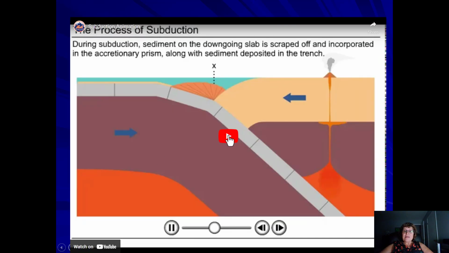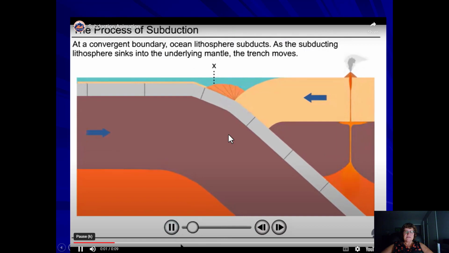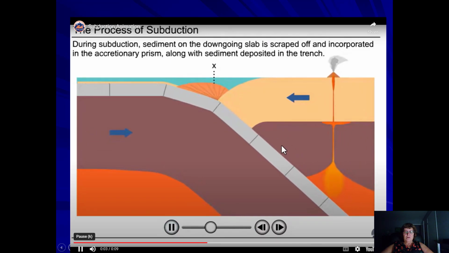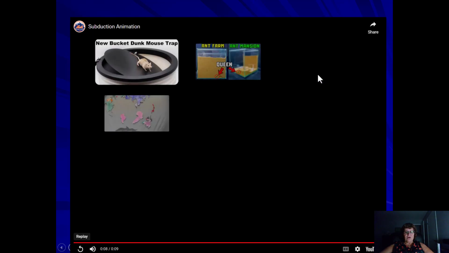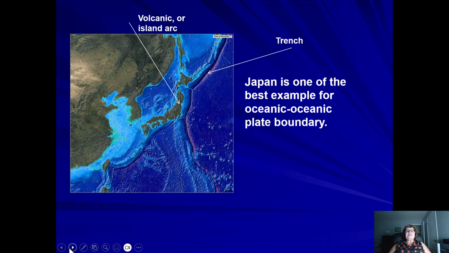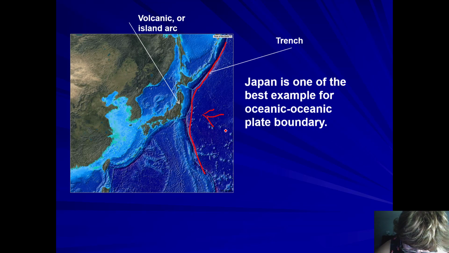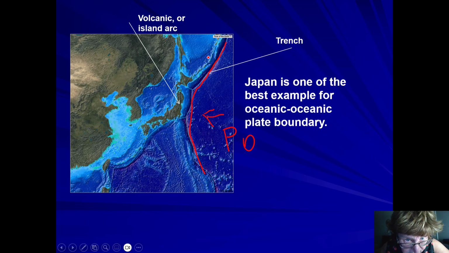Here you can see the animation of the subduction process. Oceanic plate going down, forming the volcanic arc. This here is showing you the Google Earth view of the Japan area. This is the Pacific Ocean. This is the trench. This is the island arc. Japan is right here, island or volcanic arc, remember?